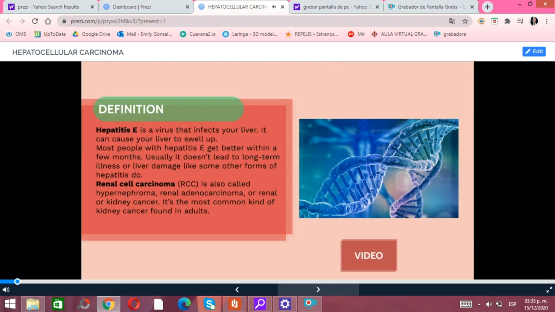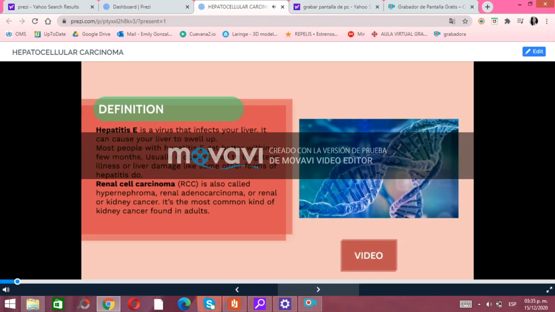Renal cell carcinoma (RCC) is also called hypernephroma, renal adenocarcinoma, or renal or kidney cancer. It is the most common kind of kidney cancer found in adults.